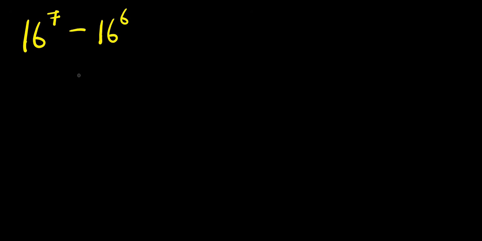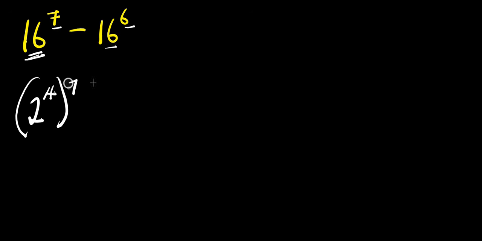Hello, how to evaluate with a calculator? This is 16 power 7 minus 16 power 6. 16 is a perfect square, which is 4 power 2, and the same thing as 2 power 4. So I can express this as 2 to the power of 4, raised to the power of 7, minus 2 to the power of 4, raised to the power of 6.